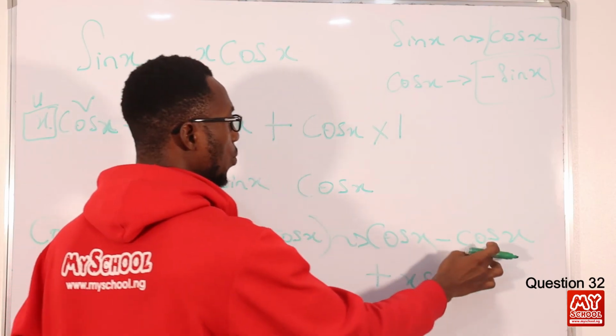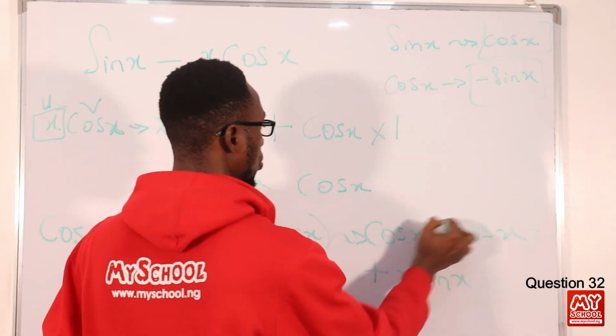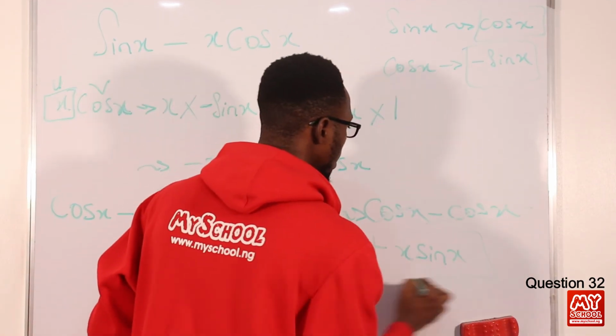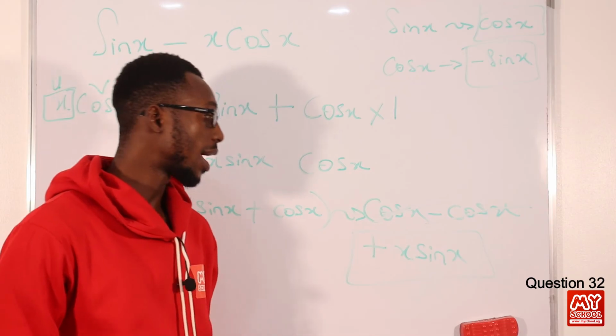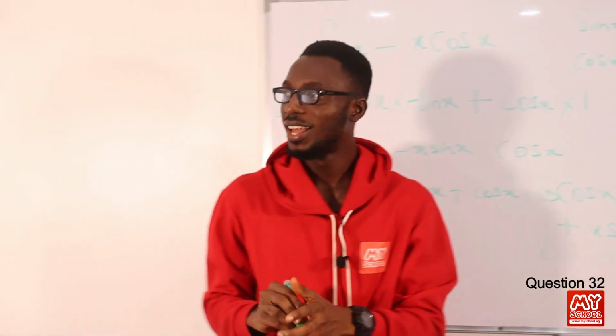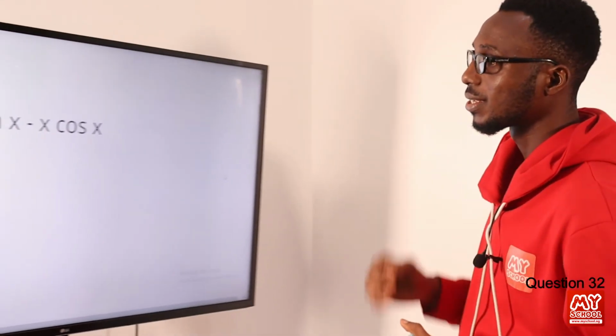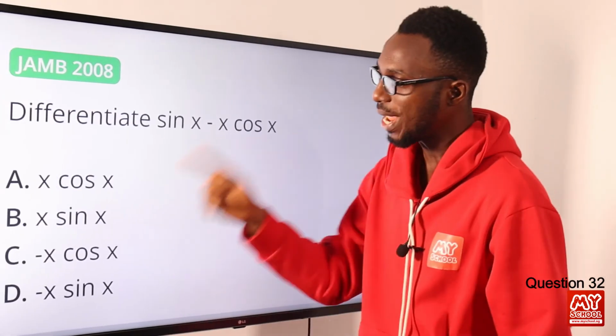So cos x minus cos x is actually 0. That's gone. So what I'm left with is x sine x. So the derivative of this is x sine x. Let's go back to the screen together. So x sine x, option B is the correct option.